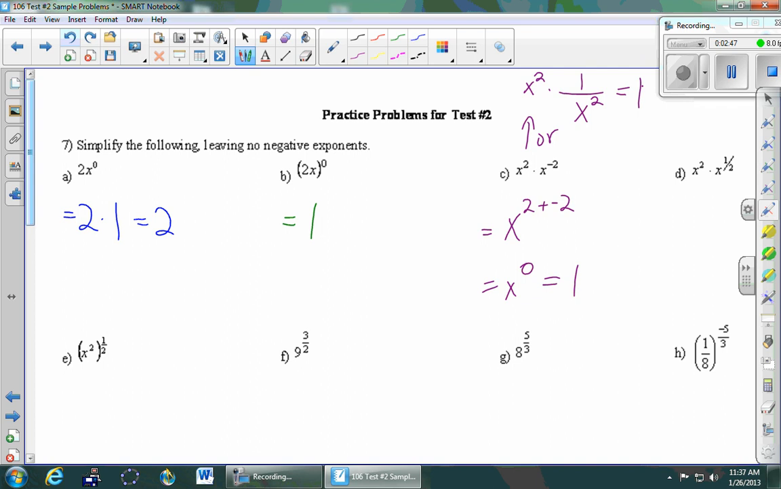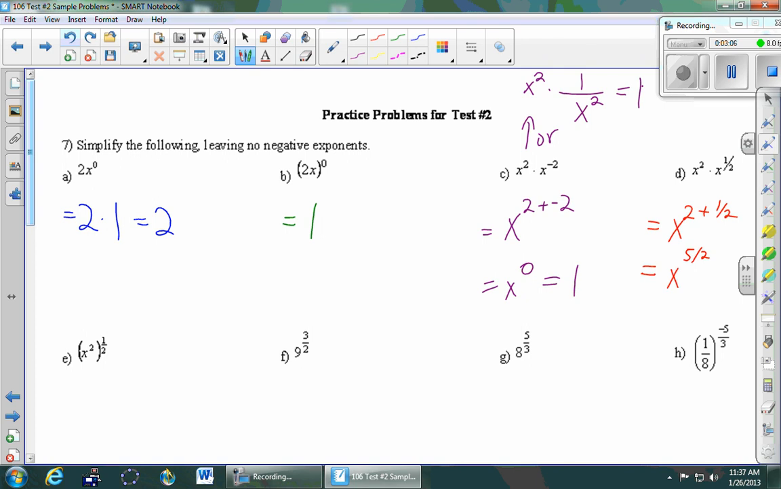Part D, x squared times x to the half. It's the same problem as part C, same property as part C, I should say. Keep the base and add those powers. So x to the 2 plus 1/2. So this is x to the 2.5. I'll write that as 5/2. You can also write it as a decimal if you wish.